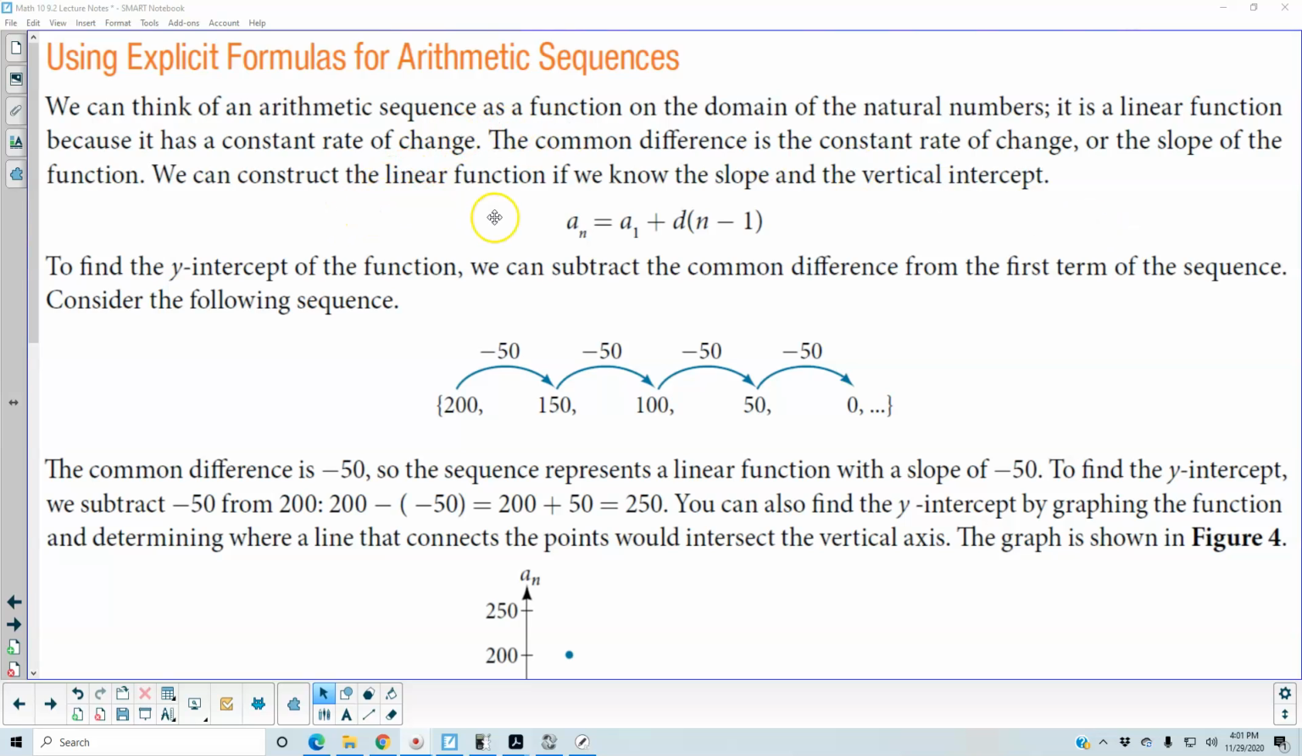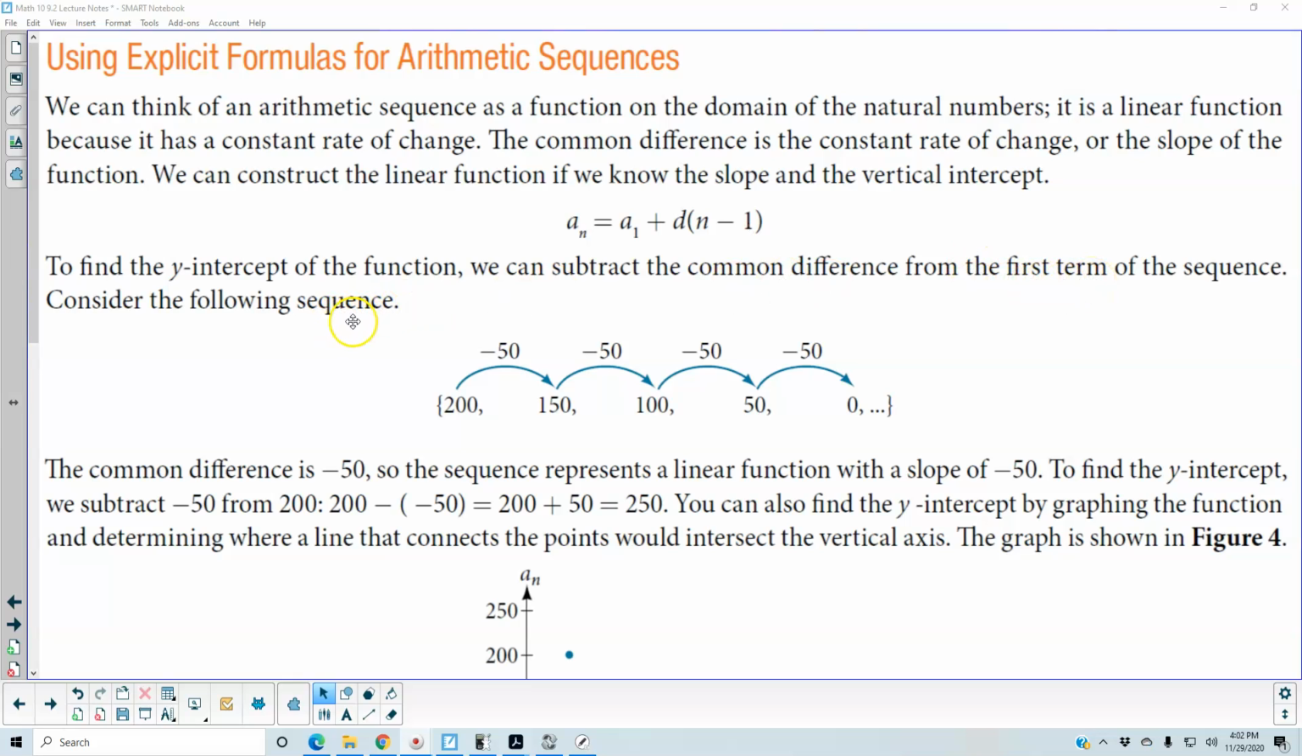We can construct the linear function if we know the slope and the vertical intercept. a subscript n is equal to the first term a subscript 1 plus d times n minus 1. To find the y-intercept of the function, we can subtract the common difference from the first term of the sequence.